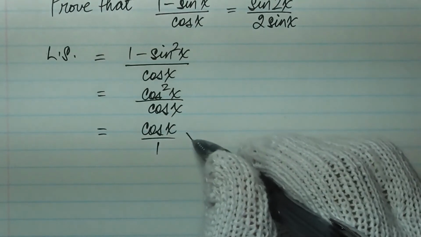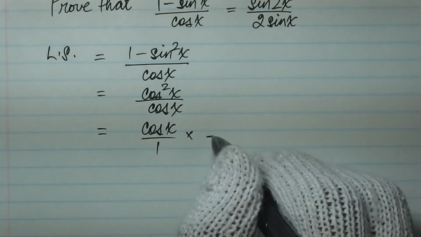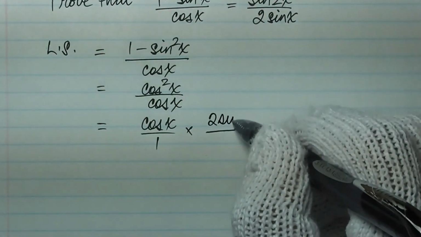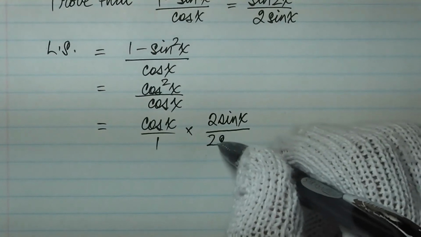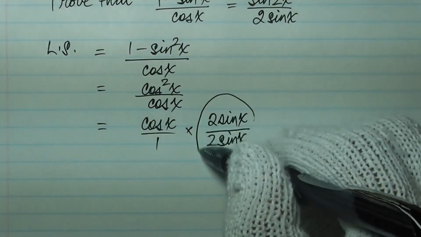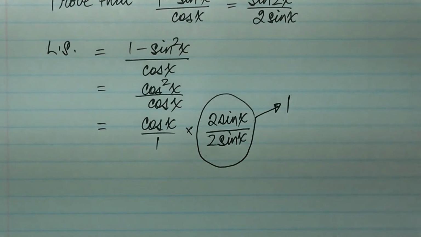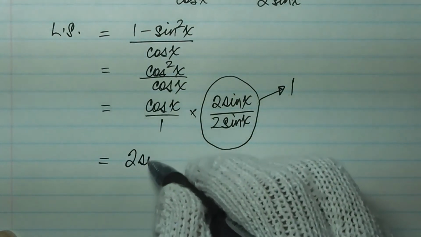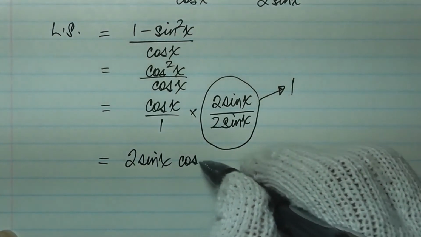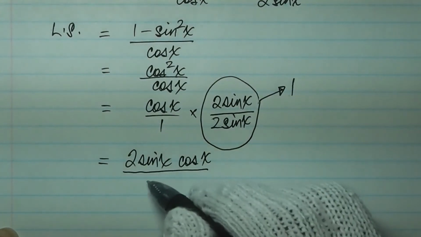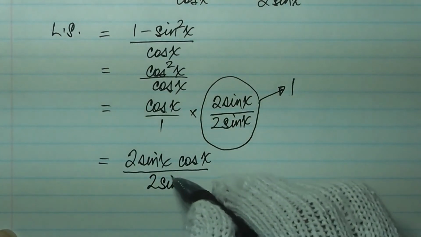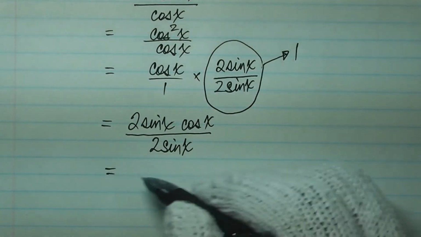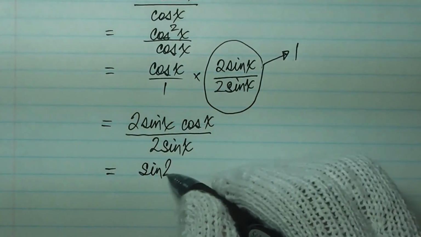I'm going to multiply that entire fraction by 1. Instead of 1, I'm going to use 2 sine x over 2 sine x. This is 1. But when I multiply the top, that'll give me 2 sine x cos x, and on the bottom it'll give me 2 sine x. But 2 sine x cos x is just fancy talk for sine 2x.